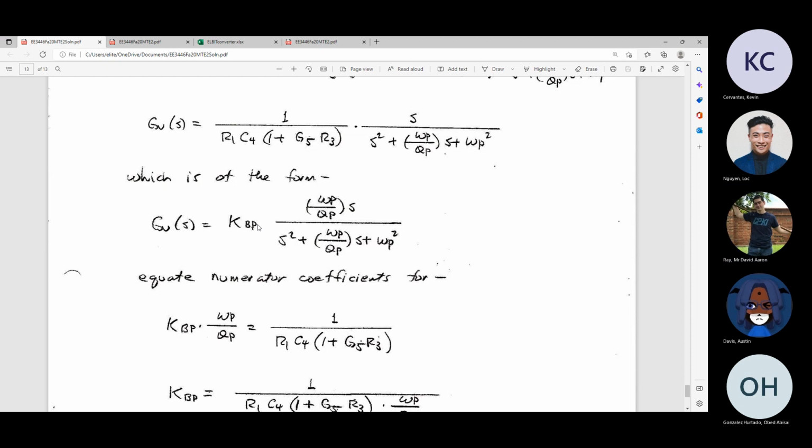That's going to be a value that, it's the best way to describe it. I mean, obviously in this equation we see omega P over QP, so it's going to be whatever this numerator is divided by omega P over QP, and then that'll be your KBP. But most often you'll get a form of K times omega P squared, and then divided by what's in the denominator. That's a very often used form.